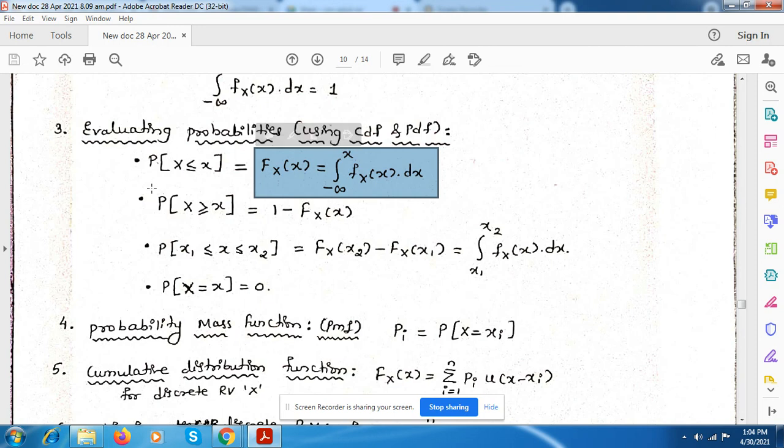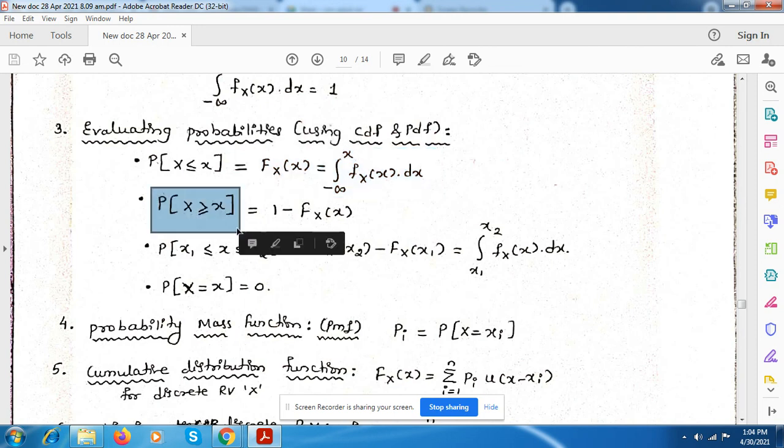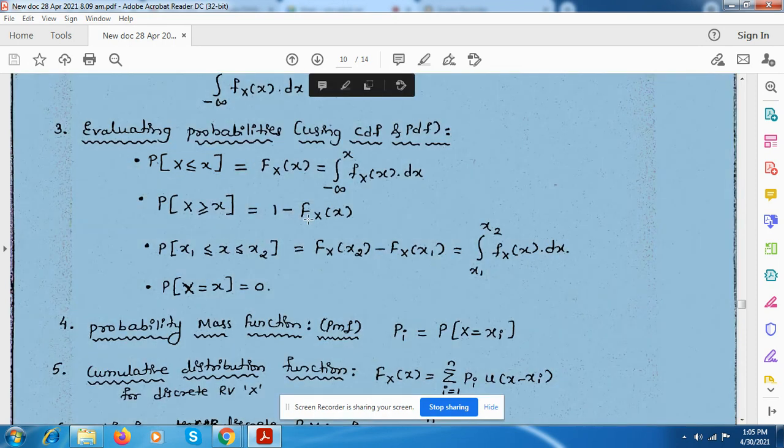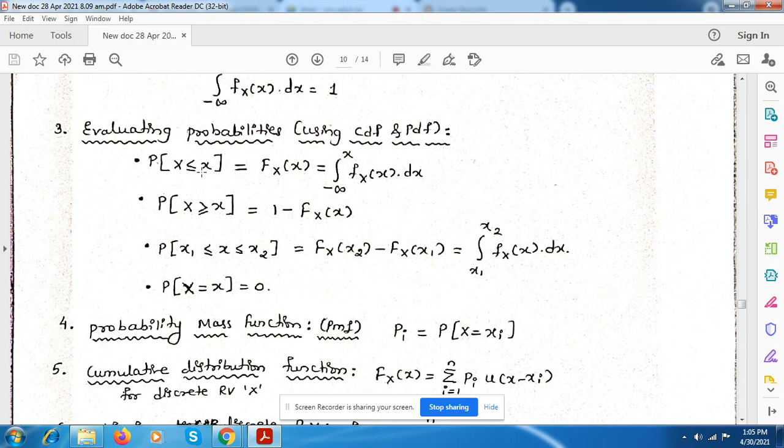So next, if we want to calculate the probability of X greater than or equal to x, we can write it as 1 minus the CDF, that is F_X(x), because the probability of X greater than or equal to x plus the probability of X less than or equal to x is equal to 1. So we can write P(X >= x) = 1 - F_X(x). This value is nothing but the probability of X less than or equal to x.